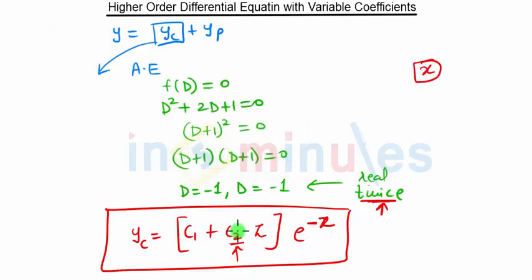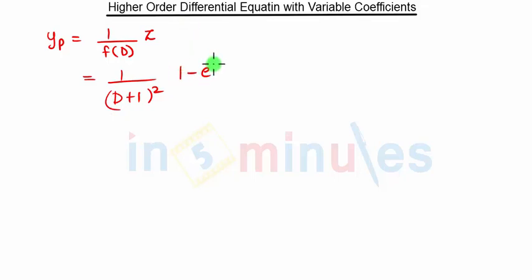Now we will find yp. yp is given by 1 upon f of D into Z. Here everything is in terms of z. In our previous problems we used to have everything in terms of x. Now in this problem x will be replaced by z in the formula of yc and yp. So f of D is nothing but 1 upon (D plus 1) the whole square into Z, which is (1 minus e raised to z) the whole raised to minus 2.